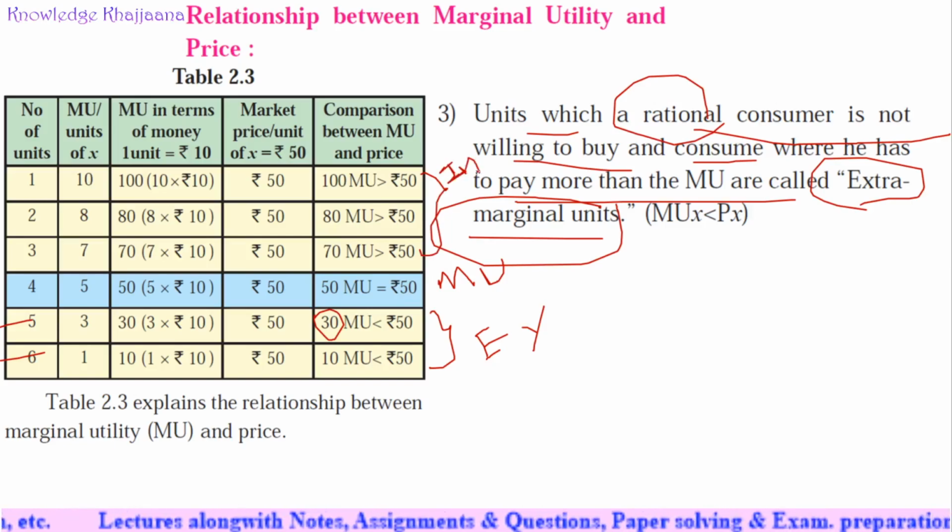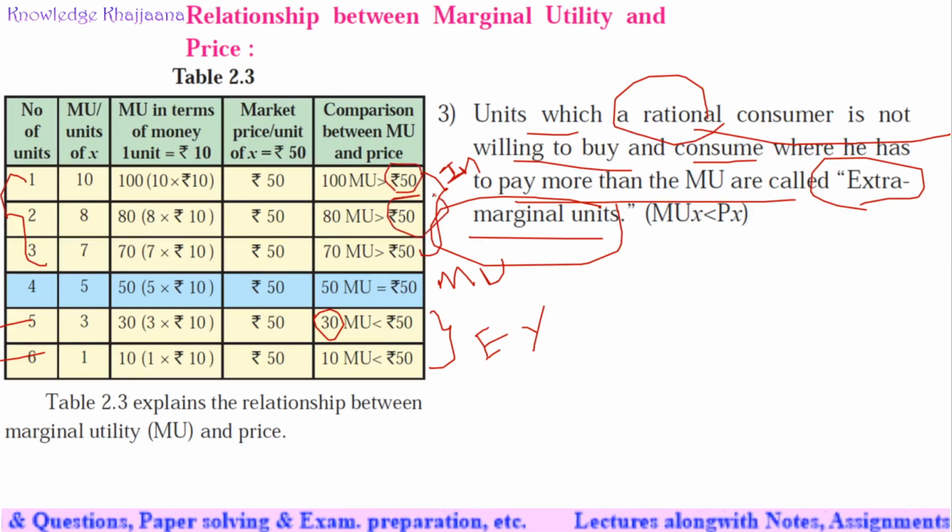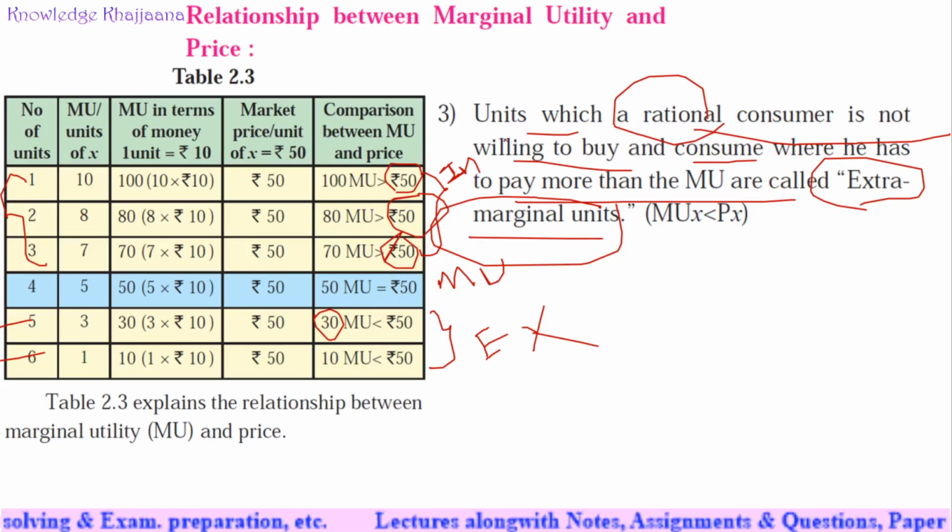The satisfaction, the utility, after consuming these products is more than the price of the commodity up to consuming these 3 units. This is equilibrium, and these are extra marginal units because the price he is paying is more than the utility he got, so he will not be willing to buy and consume at the same price. If he still wants to buy, he will pay at a lower price.